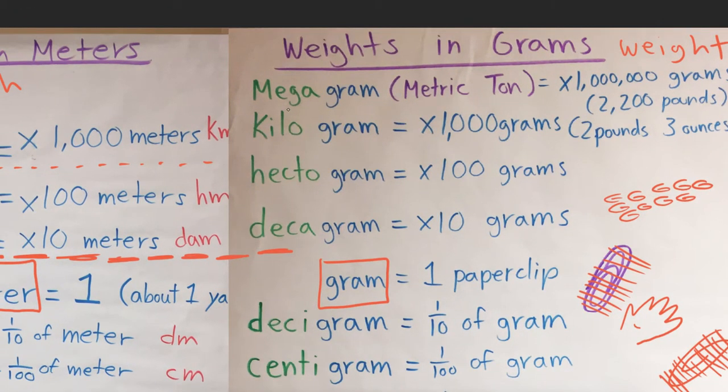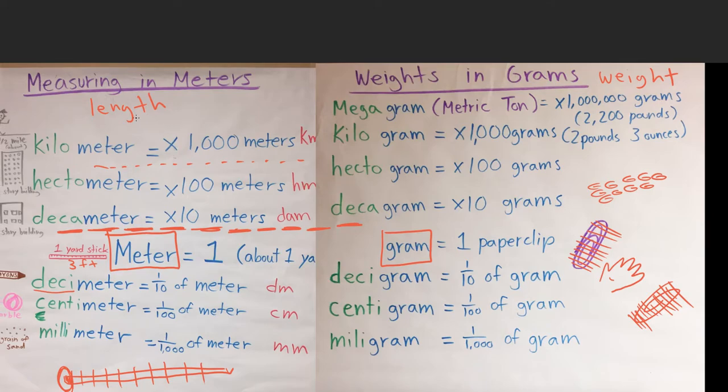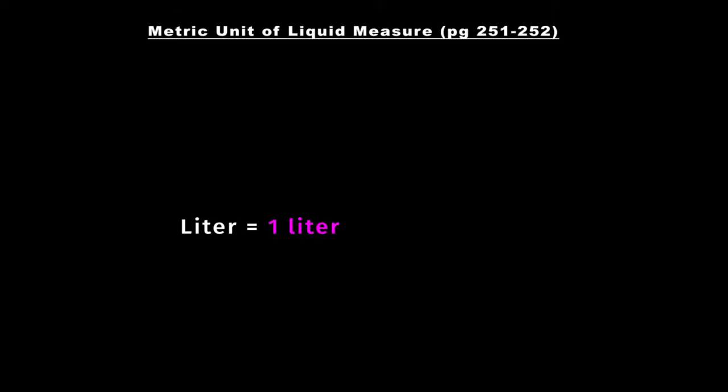So measuring in meters measures the length of an object. Measuring objects in grams measures the weight of an object. So today we're going to learn about measuring the volume of an object using the metric system. Volume means how much space an object takes up.